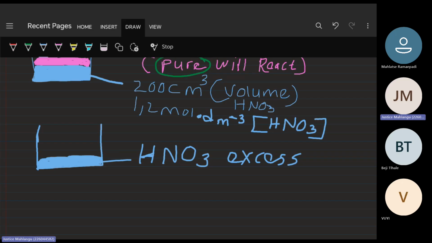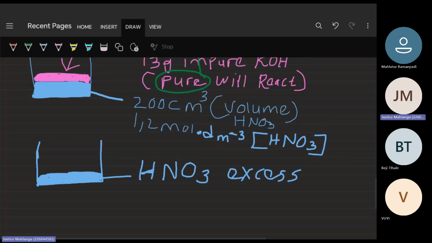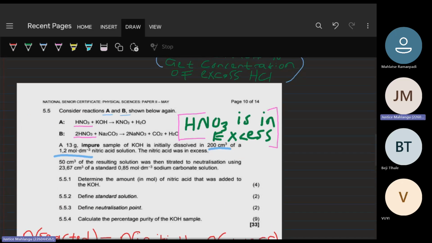I want you now to read the statement. They're saying the nitric acid was in excess. Yes, we know that it was in excess. I gave you a trick just before we began this question: the one that appears twice in both equations, equation A and B, is the one that is in excess. So the nitric acid, yes, is indeed in excess. Then what are they telling you in the second statement?